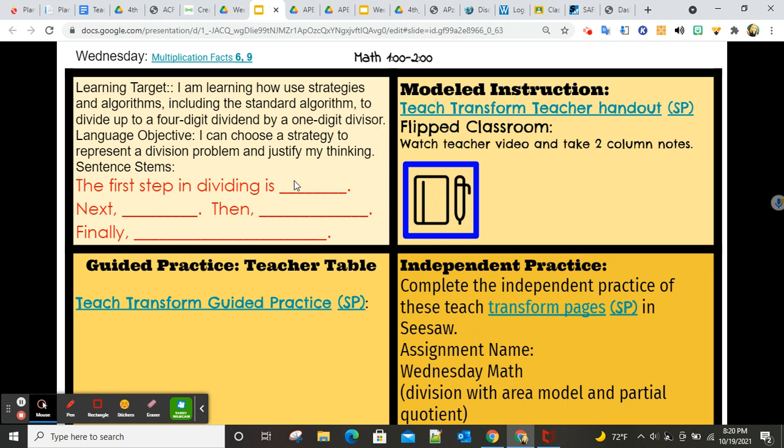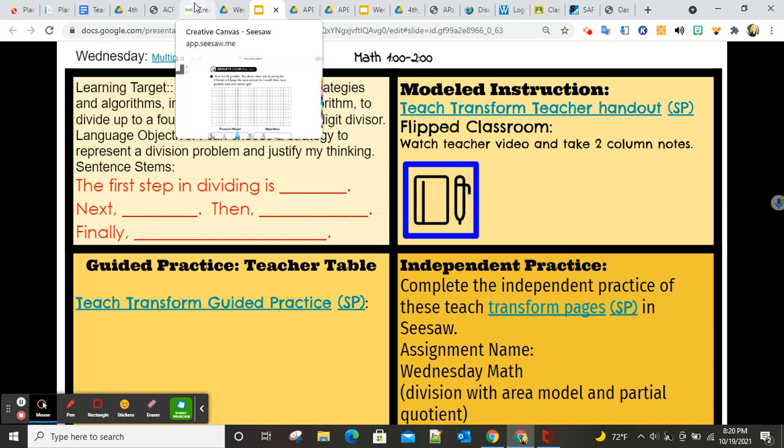Remember that these sentence stems, the first step in dividing is, next, then, finally, will help you think through the strategies of division because they're sequential. So I would encourage you to try using these. Let's go ahead and get started with solving a problem. Your work is located in Seesaw.